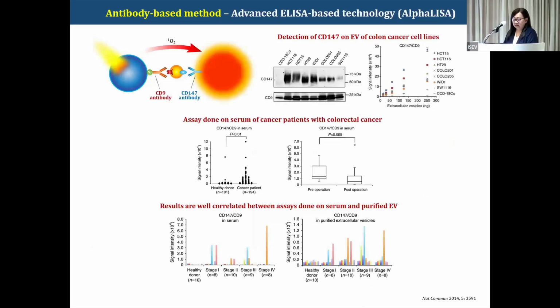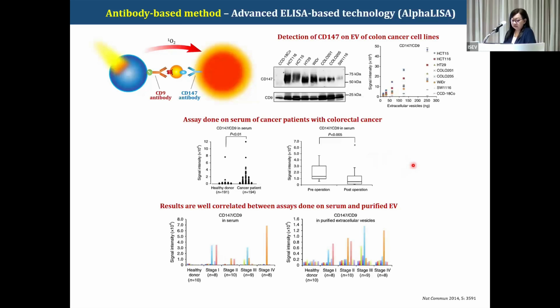So to further validate the ability of this assay to detect CD147 that is expressed on cancer-derived EVs, beads conjugated with antibodies against CD147 and CD9 were used. The signal intensity of AlphaLISA was correlated with the expression of CD147 in EVs obtained from various cancer cell lines detected by immunoblotting. Lastly, the assay was performed directly on serum.